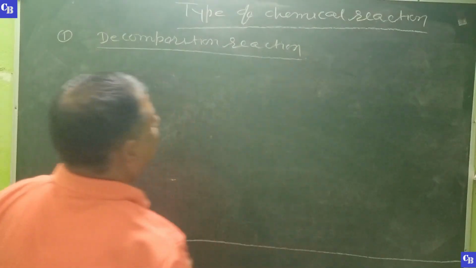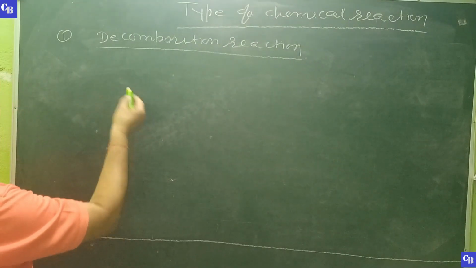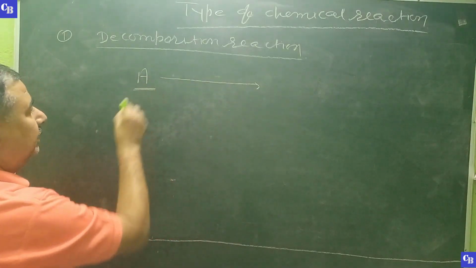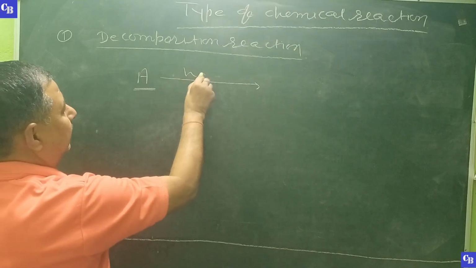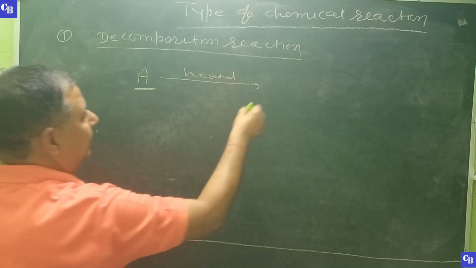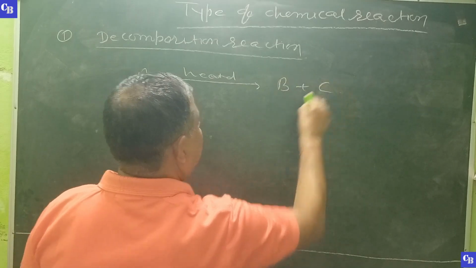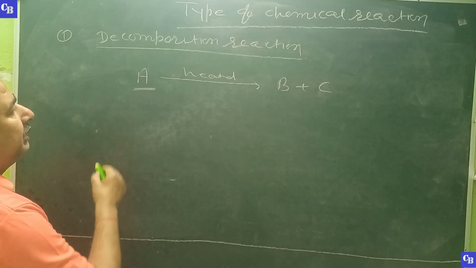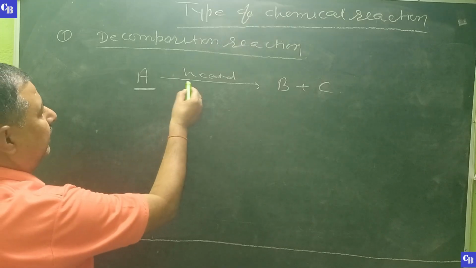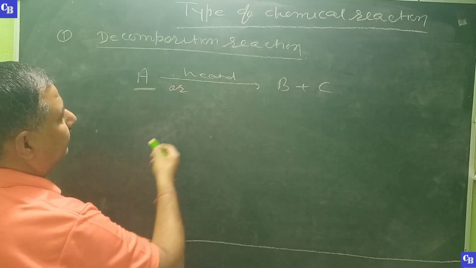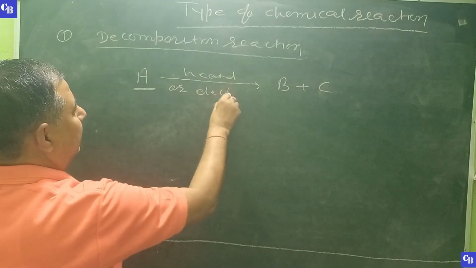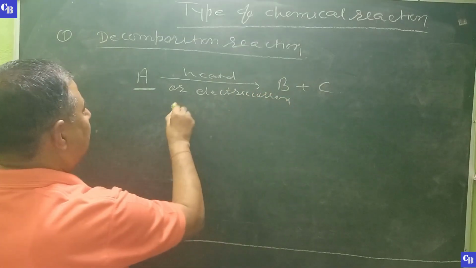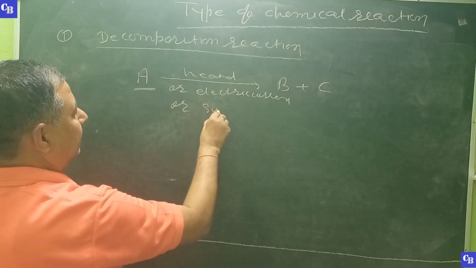This reaction is the opposite of combination reaction. Here substance A is heated, then it decomposes into two substances B and C. It is the decomposition reaction. This decomposition reaction is carried out by heating, by passing electric current, or in presence of sunlight.